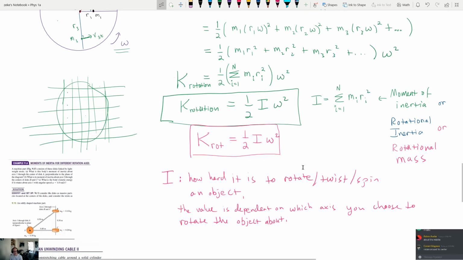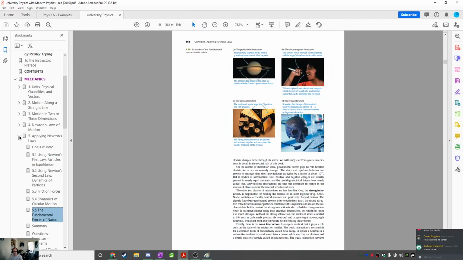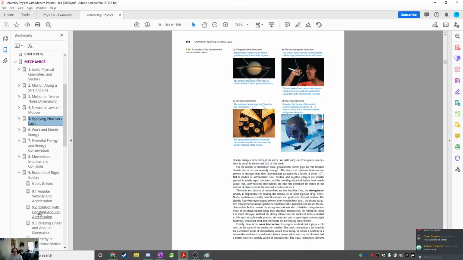Okay, so we have this definition, 1/2 I omega squared. We're going to do a calculation of I. But I do want to pull this one thing up from your textbook. You can find this all over the internet if you Google moments of inertia.